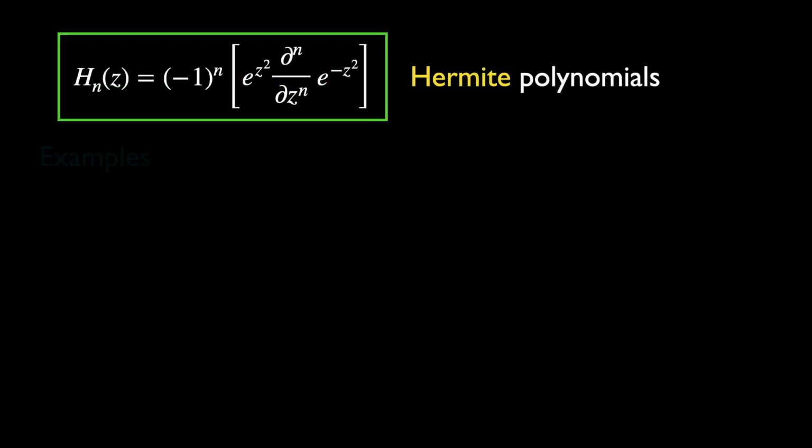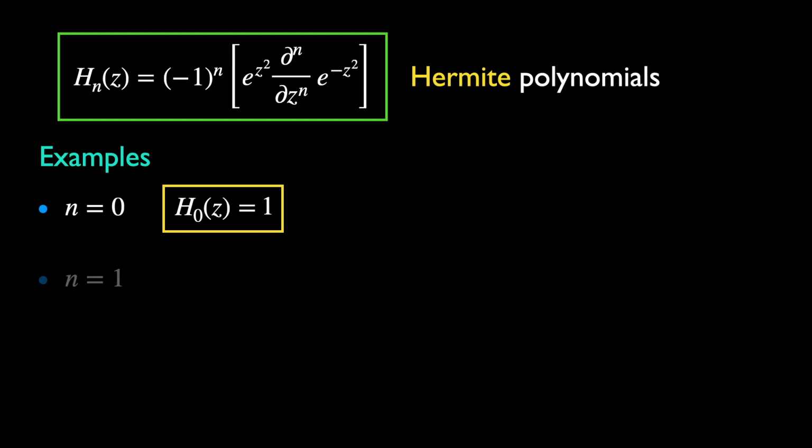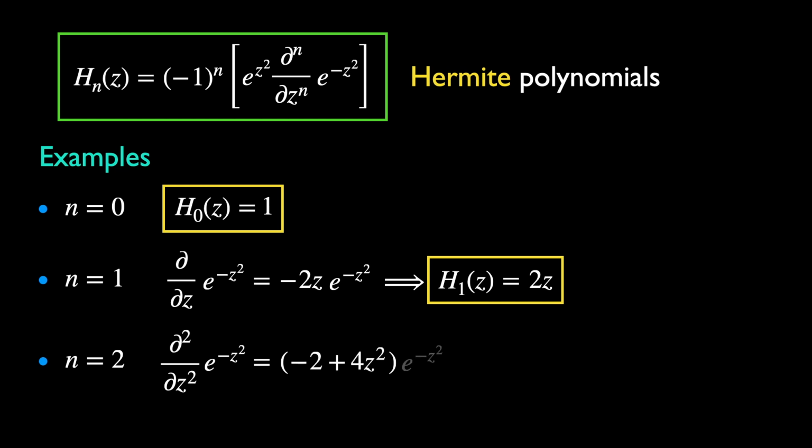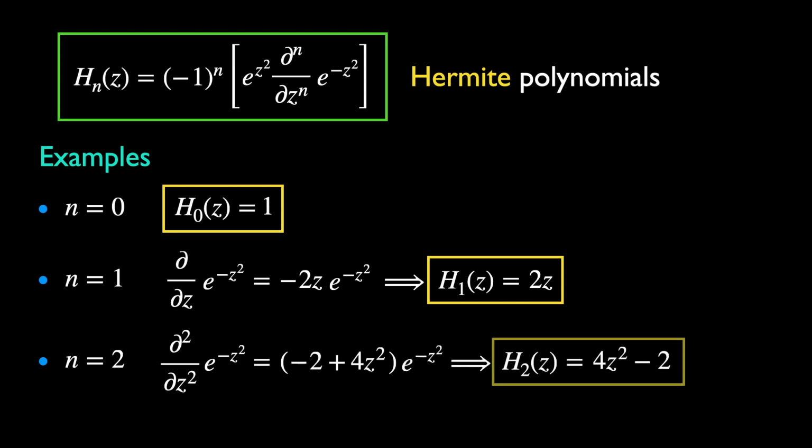Let's work out a few examples of the Hermite polynomials using the definition in the green box. These are merely exercises in calculating derivatives. Finally, we look at how the observables of a quantum harmonic oscillator evolve in time. To do this, we only need to figure out the time evolution of the lowering operator A.